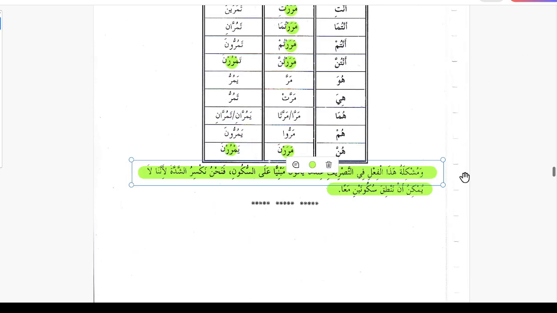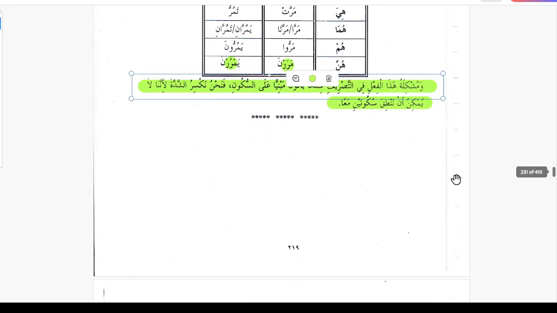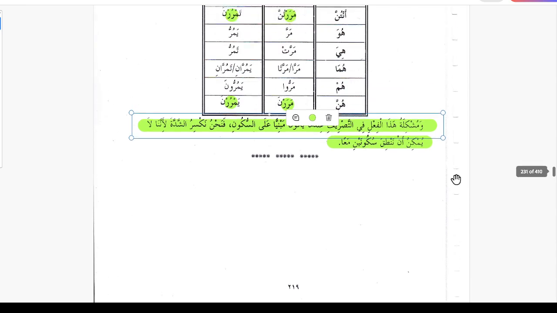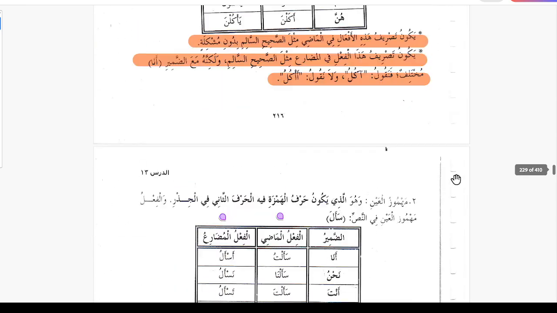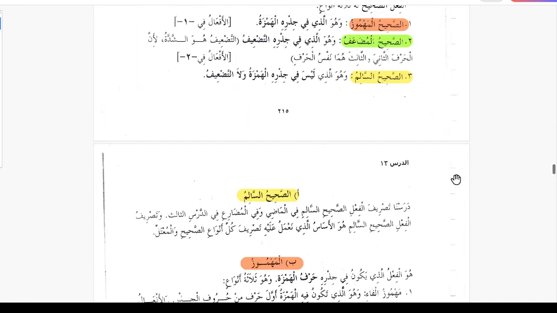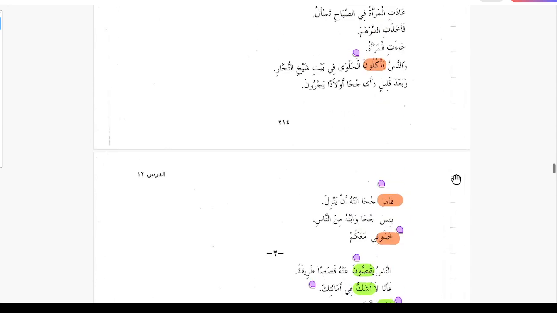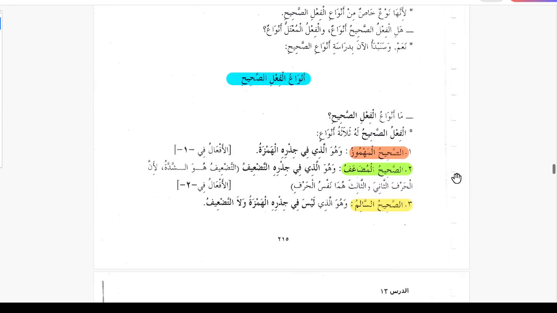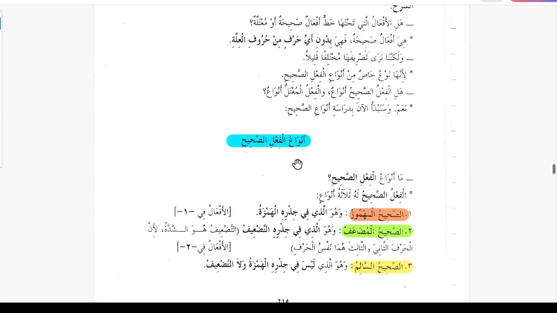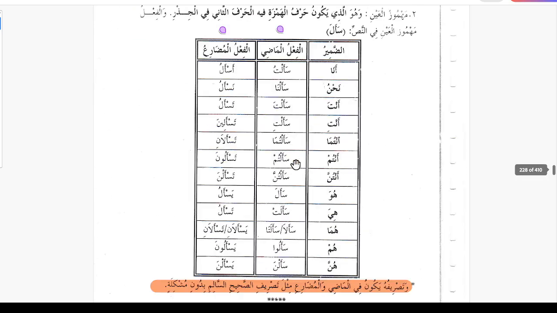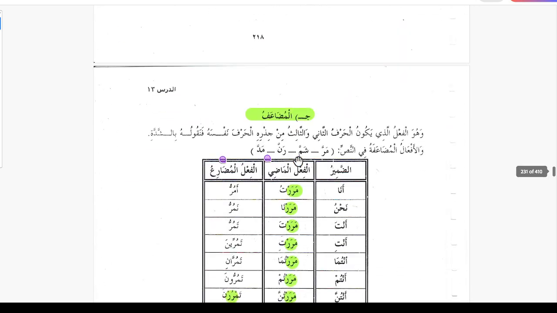So that completes the first group of verbs, which is fi'l sahih, the correct form of the verb. Now we study the defective form of the verbs in the next session, inshallah.